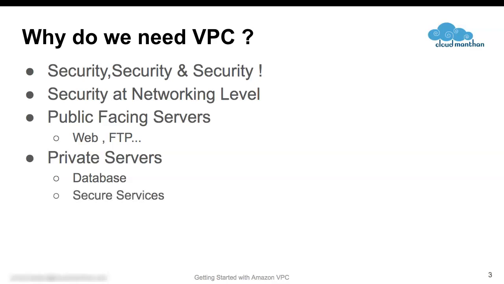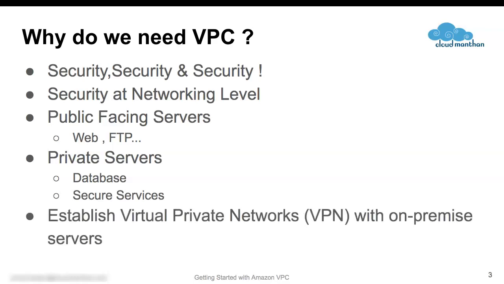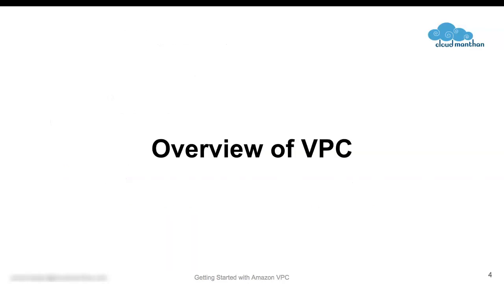Similarly, you can keep your secure services running in VPC. Another common use case is establishing virtual private network with the on-premise servers. When you use VPN, you get extra layer of security because now your traffic is kind of in an encrypted way. So let us understand what this VPC is all about and what are its various components.